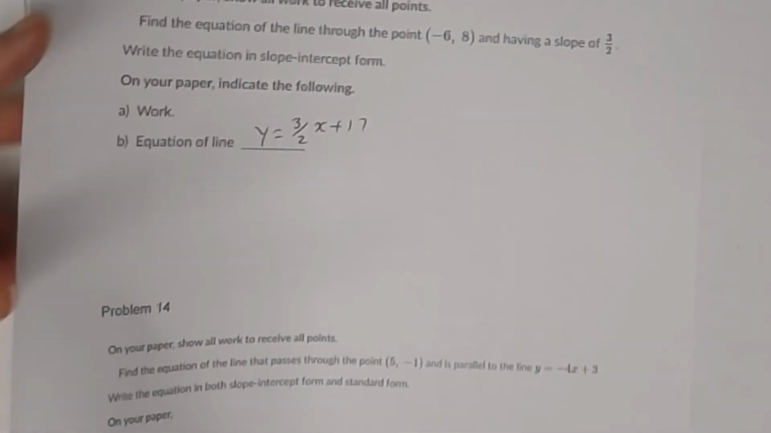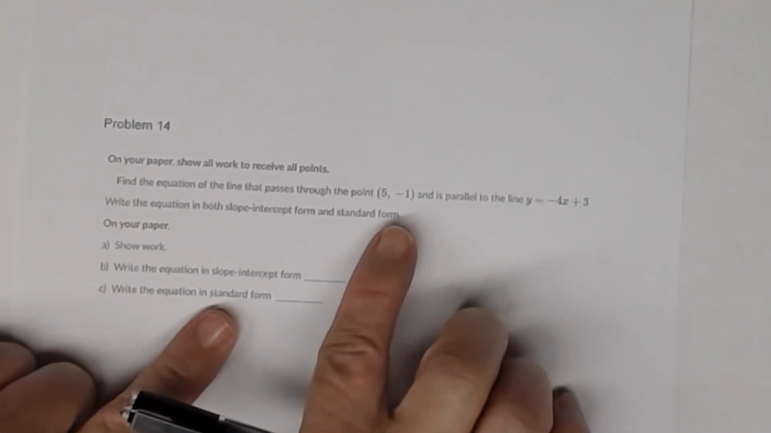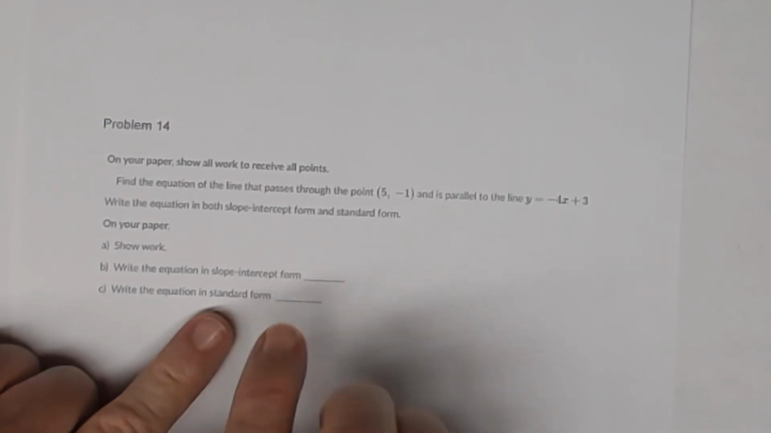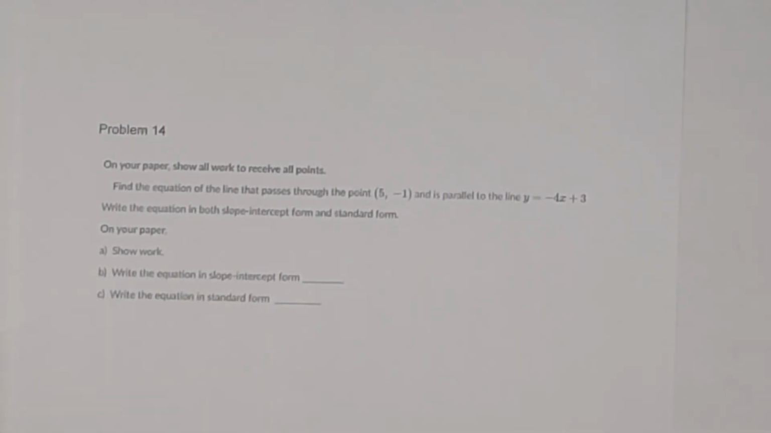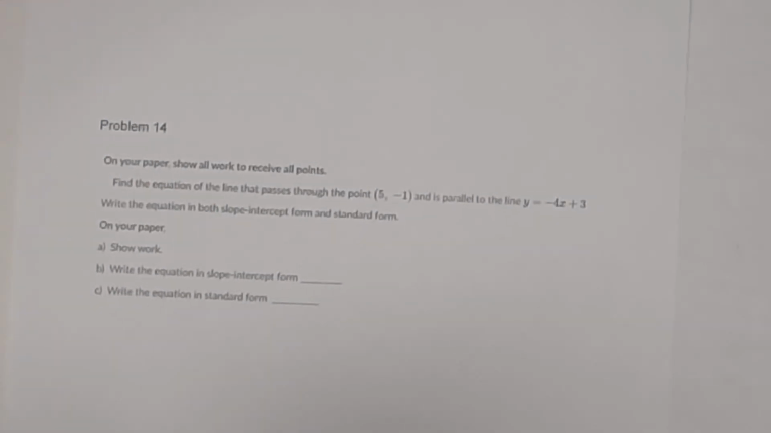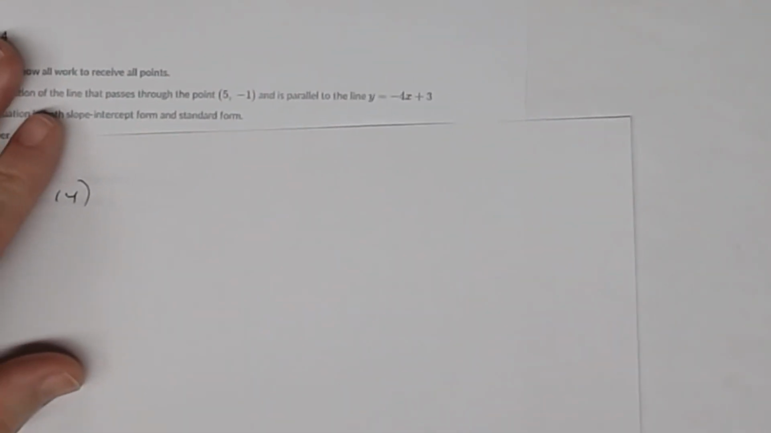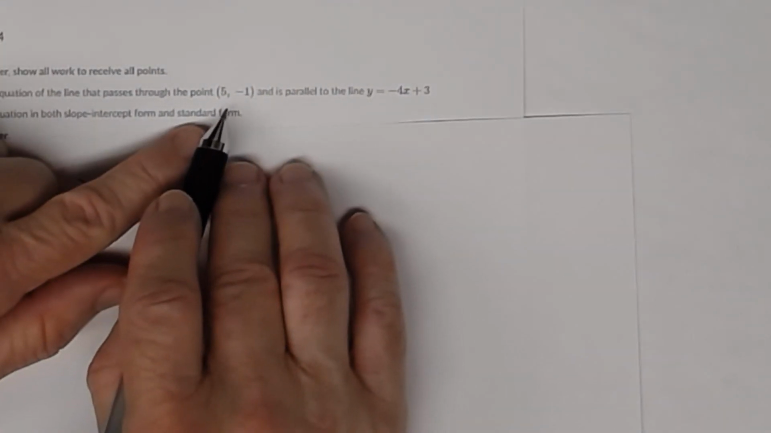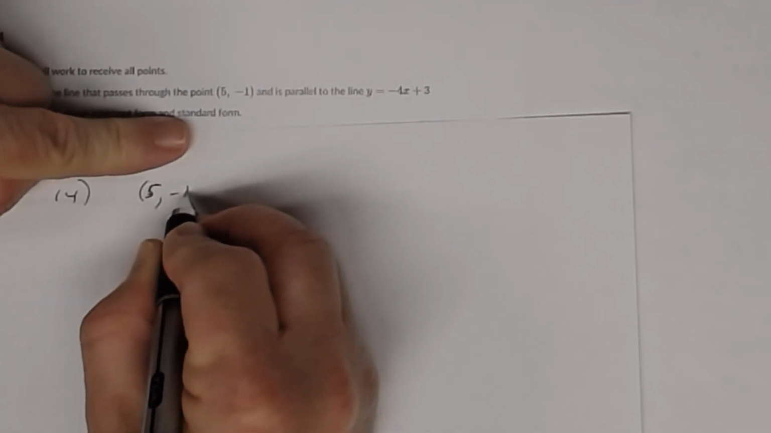And then finally 14, so the same idea, except this time you want to write it in slope-intercept form and standard form. So slope-intercept form and standard form. Okay, so let's look at 14. All right, 14. All right. So we're given this point here. So we know that this line goes through this point, (5, -1).